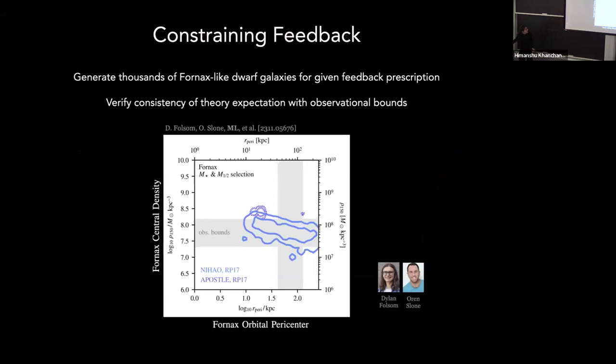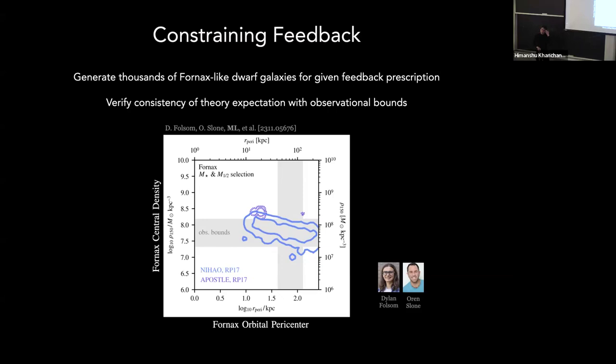This is showing some work led by my student Dylan Folsom. He was using one of these semi-analytic models and trying to generate properties for different dwarf galaxies. In particular, this is showing the results for Fornax. He could generate thousands of Fornax galaxies with the semi-analytic code and look at their central density and orbital properties. And then he could vary the feedback prescriptions very easily.